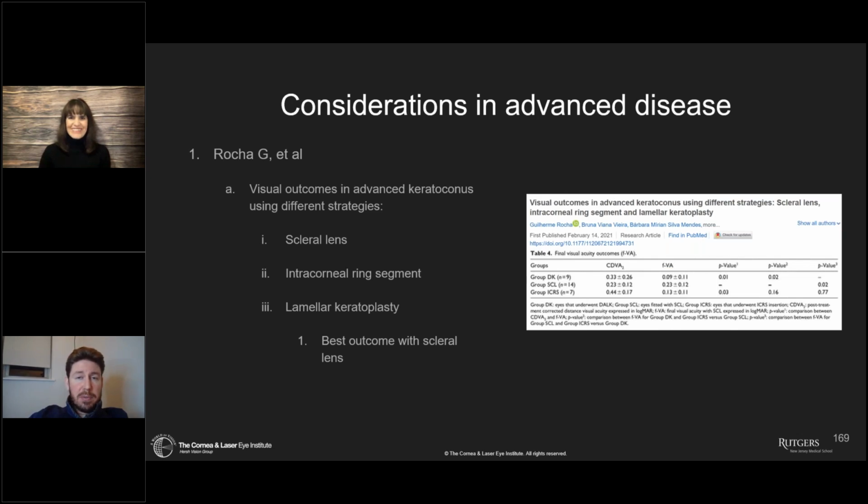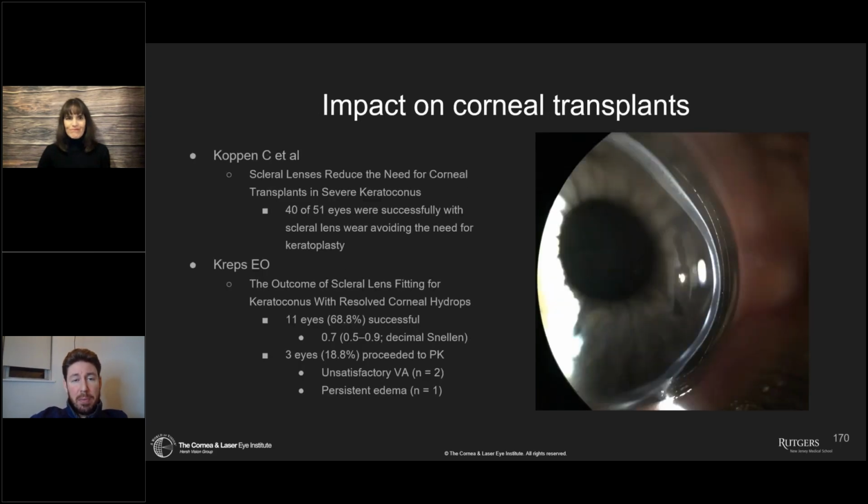In advanced disease, what they find is if you're comparing outcomes with intracorneal ring segments or lamellar keratoplasty against a scleral lens, the scleral lens hands down has the best outcome. On the impact on corneal transplants, there is Coppin's work on this, she's an ophthalmologist in Antwerp. Of 51 eyes that were referred to her for corneal transplant, 40 of those could be successfully fit with a scleral lens and avoid the need for a corneal transplant.